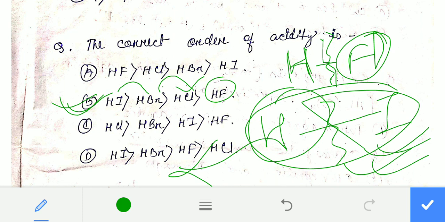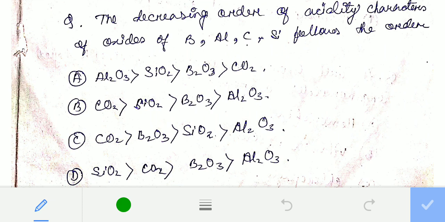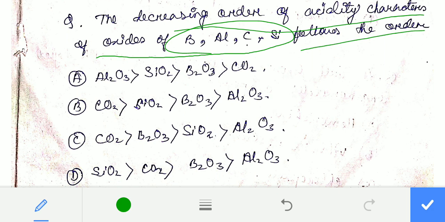So this is not a correct explanation, but you can just assume that what's going on is right. So for this question, option B is the right option. Moving to the next question. The decreasing order of acidity of oxides of boron, aluminum, carbon, silicon follows the order.